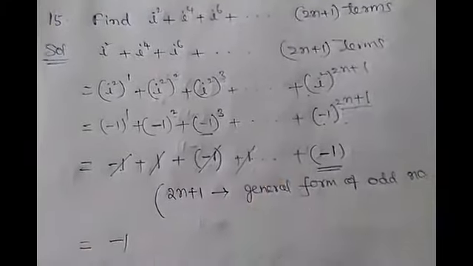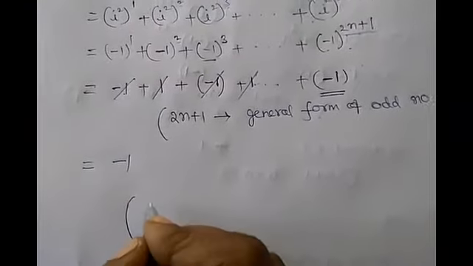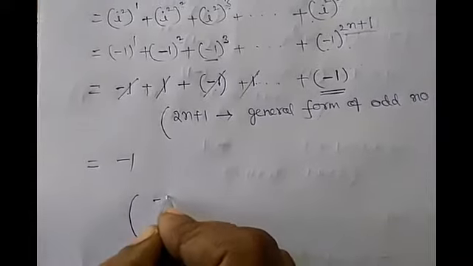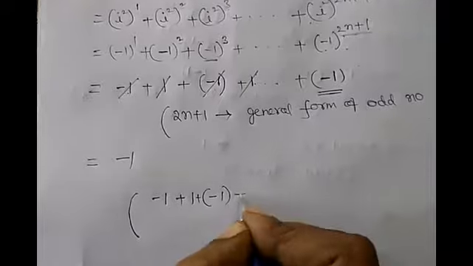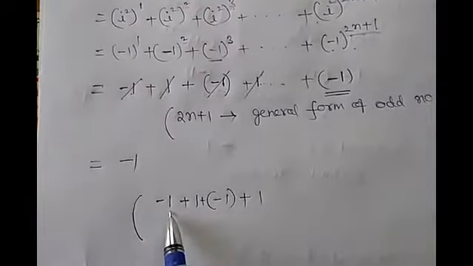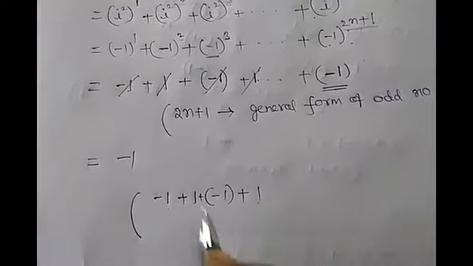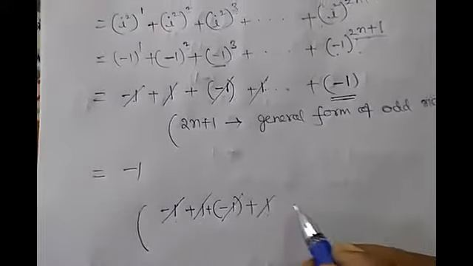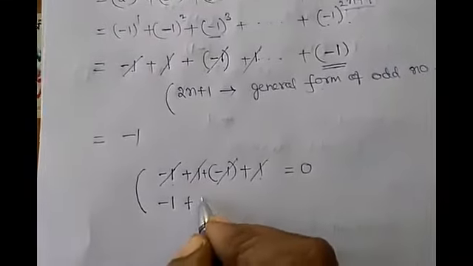To understand this carefully, let us take an example. I have an even number of terms. That means I have minus 1, plus 1, minus 1, plus 1. Here we have 4 terms, that means an even number of terms. So minus 1 plus 1 get cancelled. The value is 0. If I have an odd number of terms, that means 5 terms, I have 5 terms.